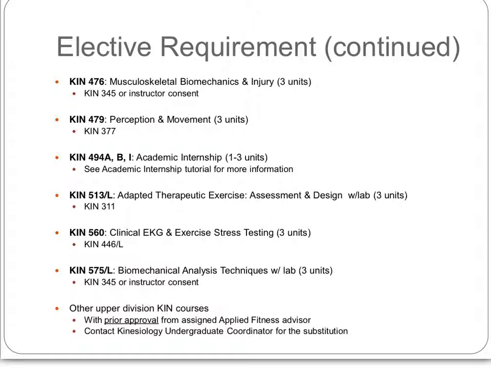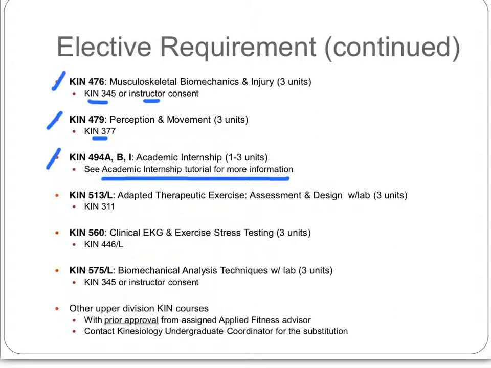The other courses you have to choose from for your elective requirement are Kin 476, which has a prerequisite of Kin 345 or instructor consent, Kin 479, which has a prerequisite of 377, Kin 494, which is academic internship, and for information about this class, please see the academic internship tutorial.